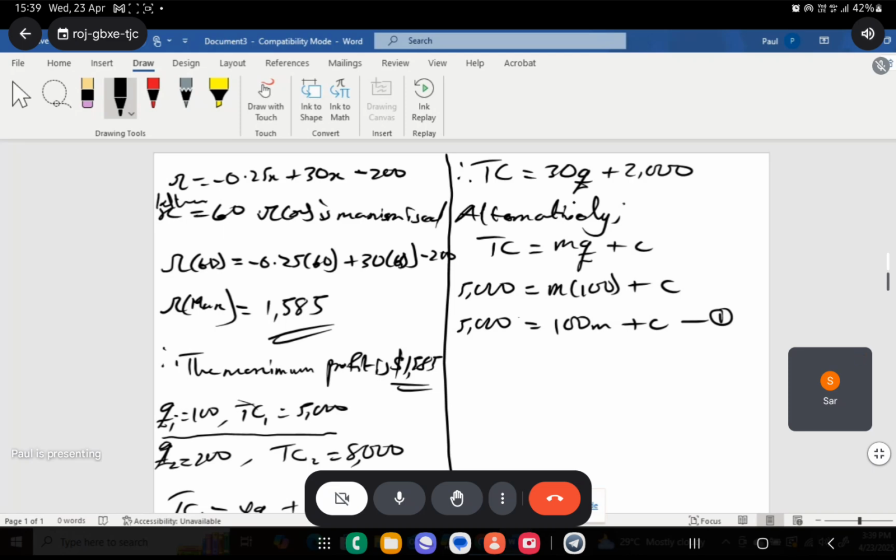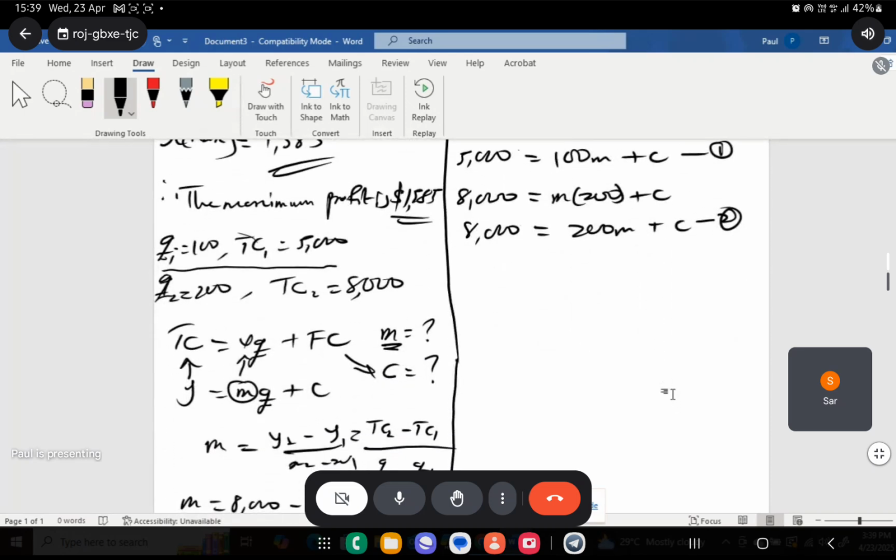The second one, we say that our TC was 8,000 being equal to M times 200 plus C. So from here we get 8,000 being equal to 200M plus C. So this also becomes equation 2. Now, when we have simultaneous equations, let me write them well. That's 5,000 equals 100M plus C and 8,000 equals 200M plus C.